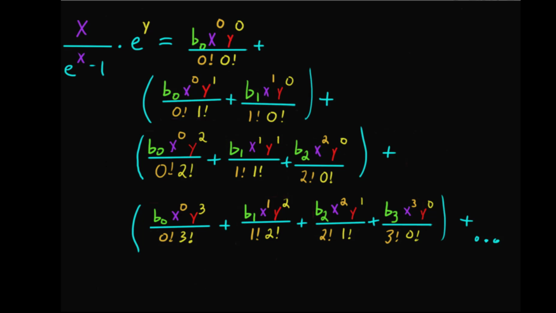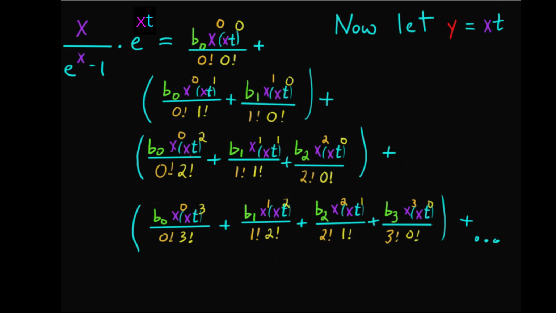And now the next clever thing Euler did was to make a variable substitution for y. He said, let's let y equal x times some variable which we'll call t. So now what I'm going to do is substitute in x times t for all the y's in this expression. So that first term there will become b sub 0 times x to the 0 times quantity x times t to the 0 over 0 factorial times 0 factorial. The first term in parentheses right below it will be b sub 0 times x to the 0 times quantity x times t to the 1 all over 0 factorial times 1 factorial, and so on for all the others.